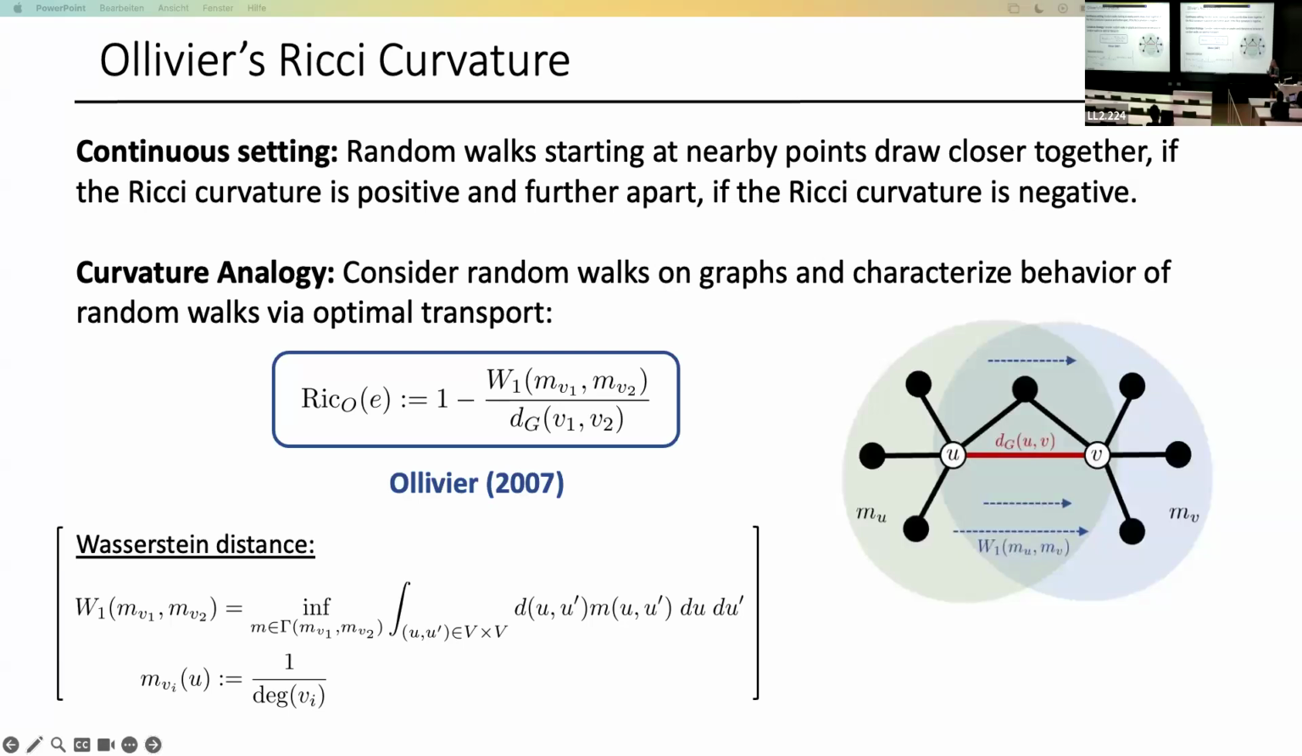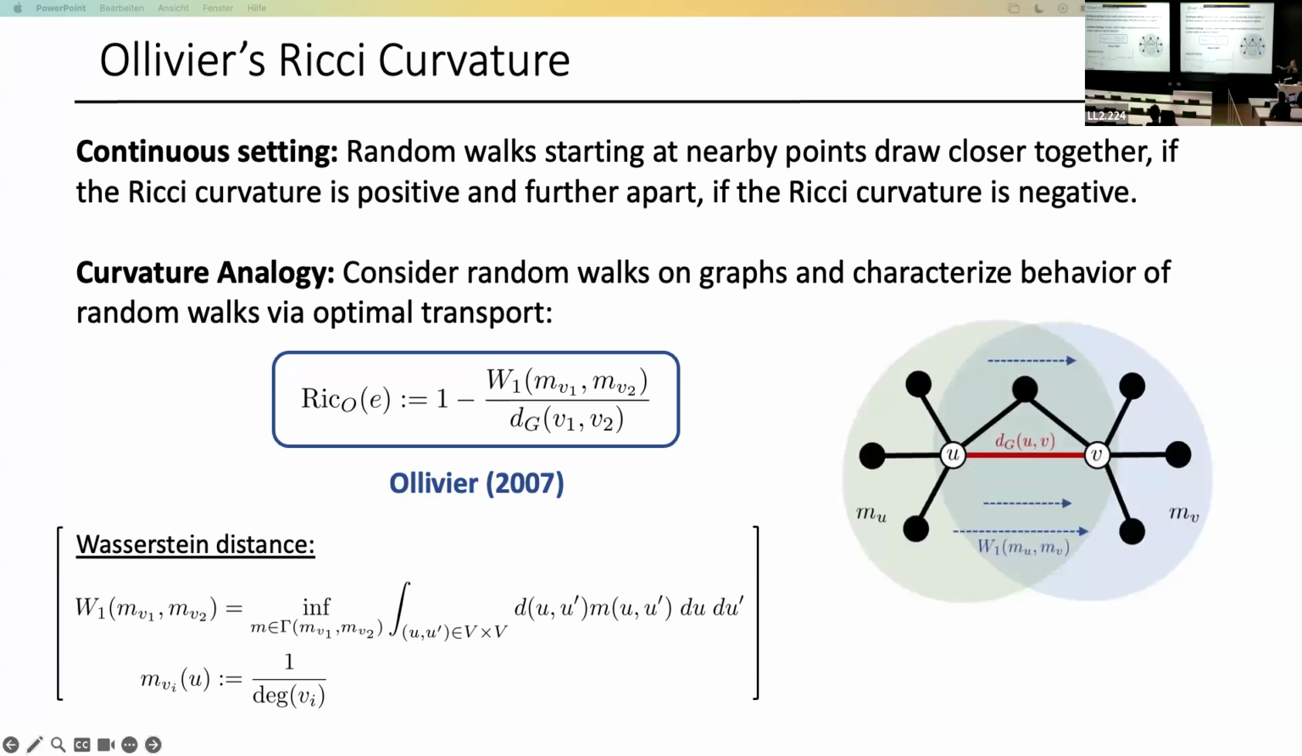Here, the curvature analogy that is built is between curvature and the behavior of random walks on a manifold. So if we're in a continuous setting and we start two random walks at nearby points, then the trajectories of those random walks will draw together or stay nearby with high probability if the manifold has locally positive Ricci curvature, and they will draw apart fast with high probability if the manifold has negative Ricci curvature.